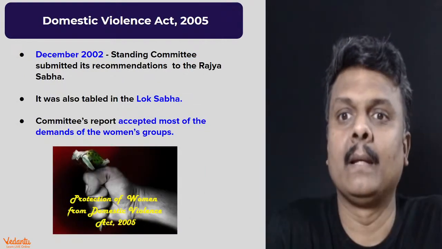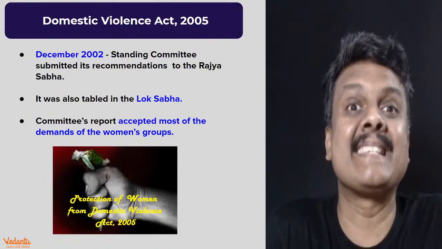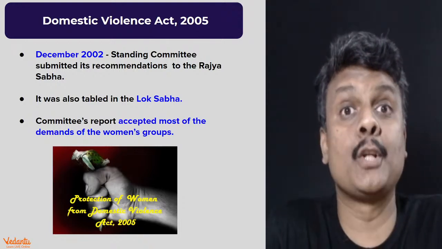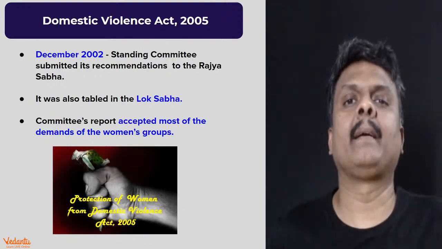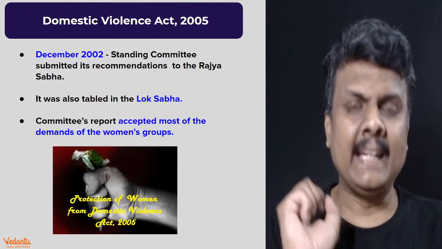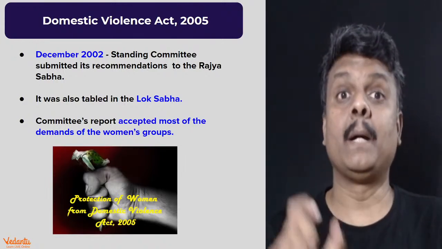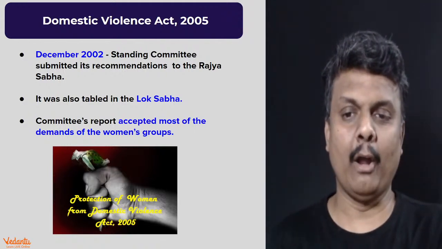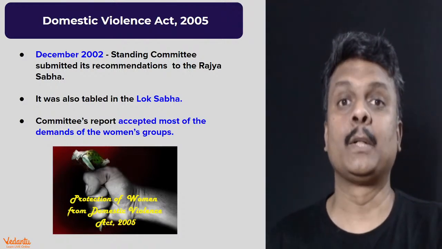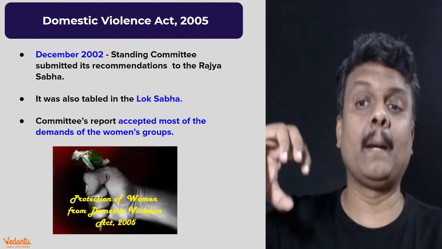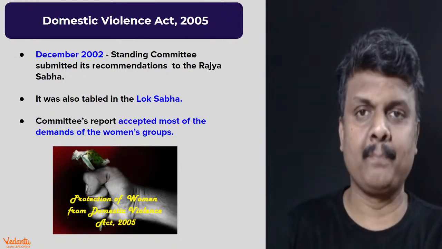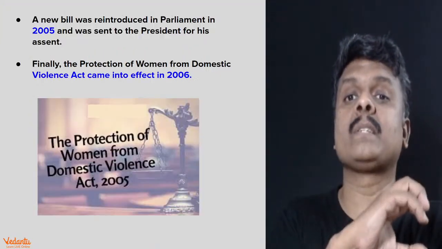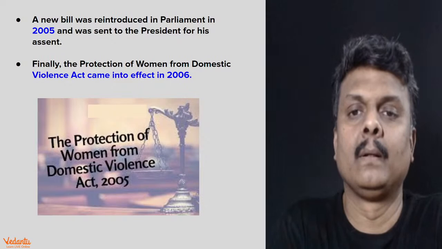So for them, in December 2002, the standing committee submitted its recommendations to Rajya Sabha and also tabled in Lok Sabha, and for the safety of our women in Indian families, the Domestic Violence Act was passed in 2005. Okay, all of you remember that. The bill was tabled in Lok Sabha as well, passed in both the houses, and it became an act.